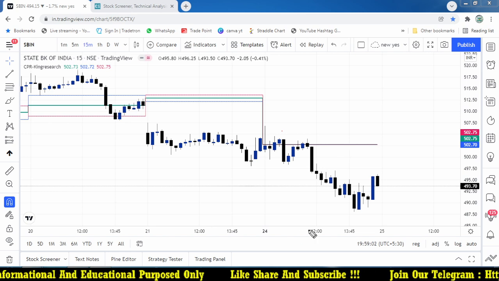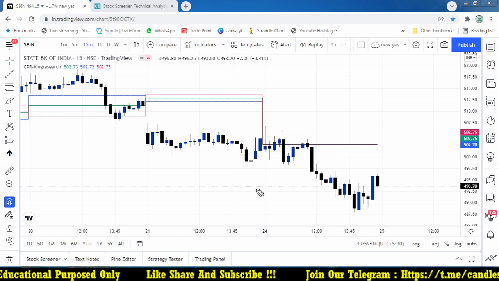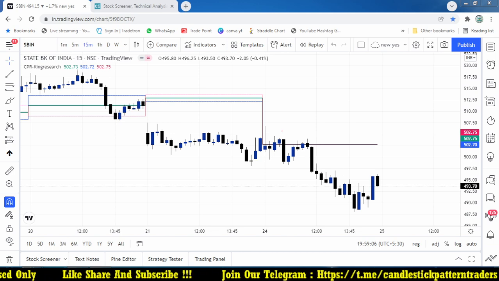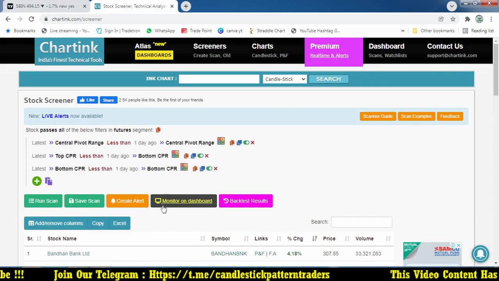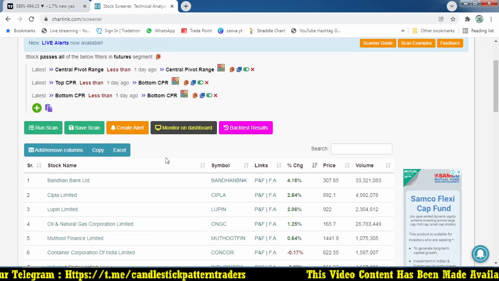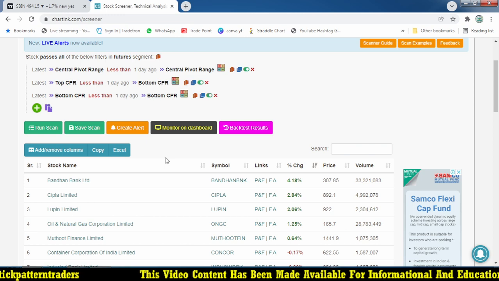So this is one way in which I can filter out the stocks which are forming a lower CPR, which gives you some great opportunity. And is there another trick I can go for here?